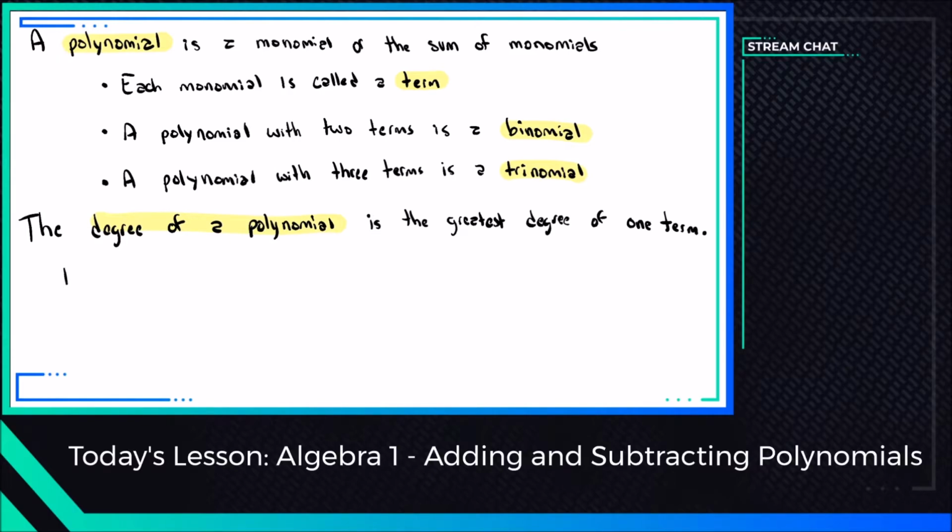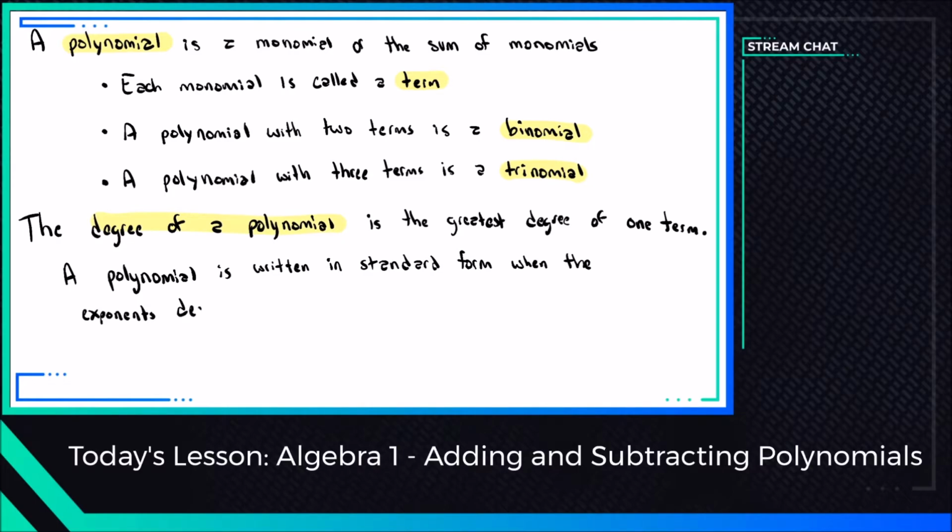So a polynomial is written in standard form when the exponents decrease from left to right. So you write the biggest degree first, and then the next biggest, and then the next biggest, and then you have nothing left at the end. And the very first coefficient is called the leading coefficient.